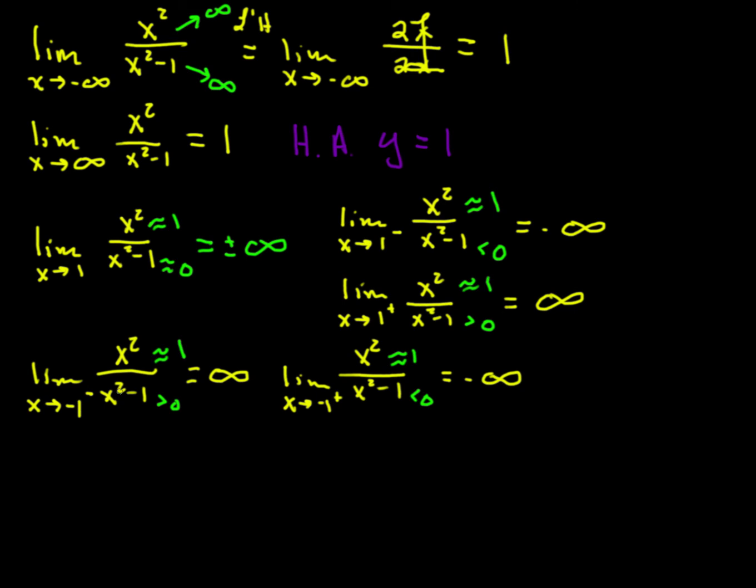So I know the behavior. I've got vertical asymptotes at plus or minus 1. So I should probably write that. So I have vertical asymptotes at x equals plus or minus 1. And I know exactly the behavior on either side of that.